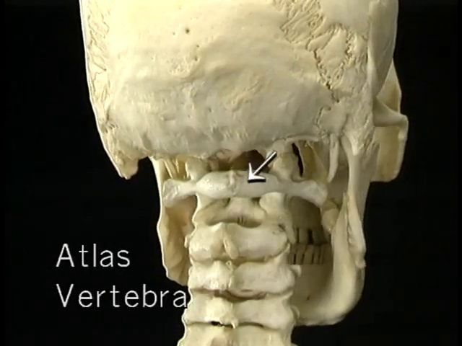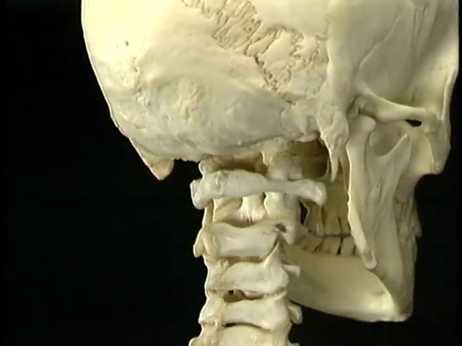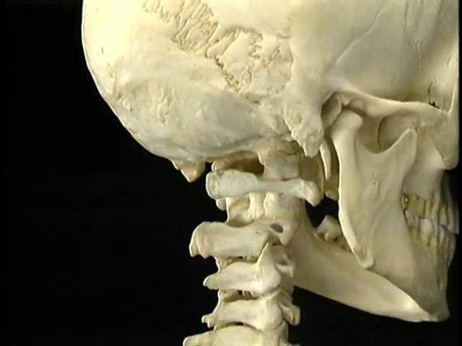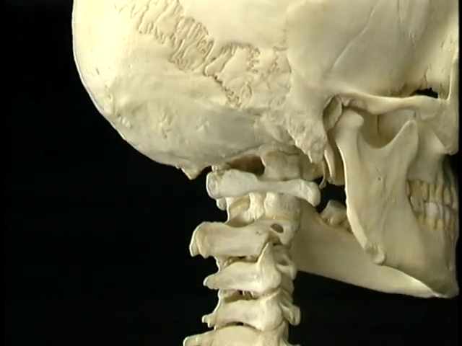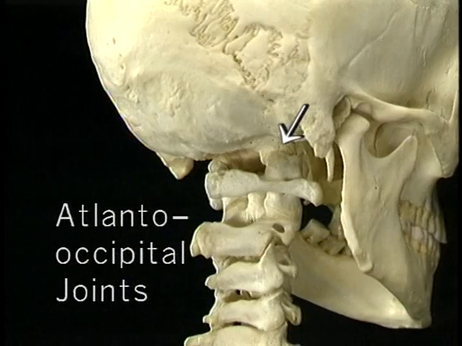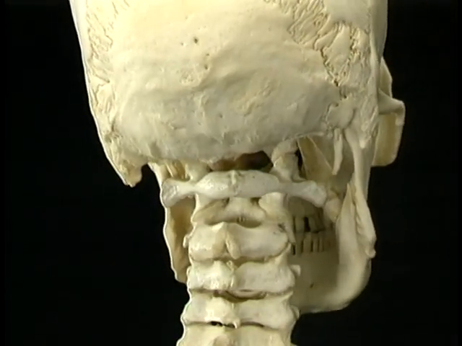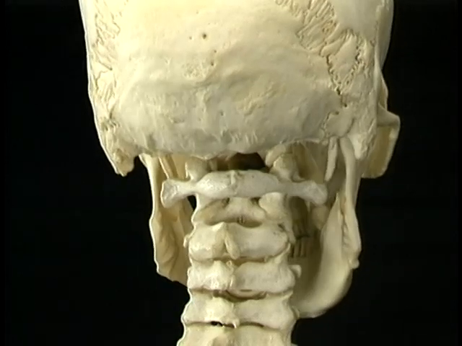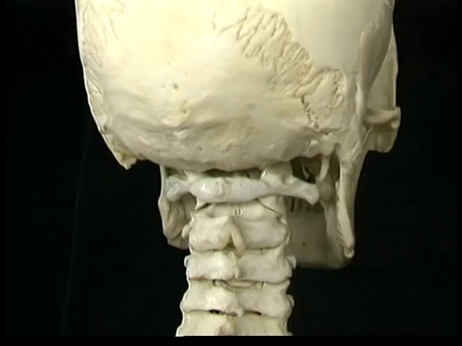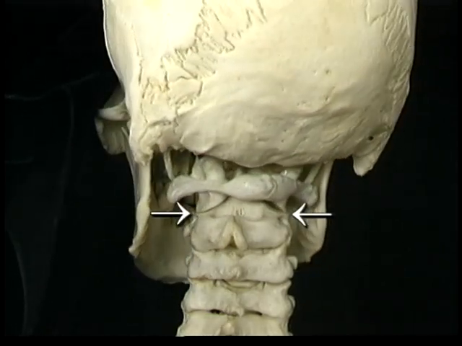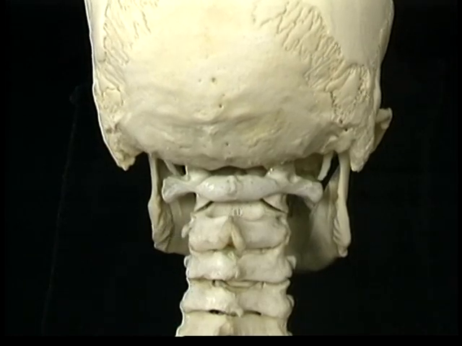Here's the atlas, here's the axis. These two vertebrae are adapted to allow movement of the head. Forward flexion and extension of the head take place up here at the atlanto-occipital joints. Lateral flexion of the head takes place at these joints too. Rotation of the head, together with the atlas, happens here at the joints between the atlas and the axis, the atlanto-axial joints.